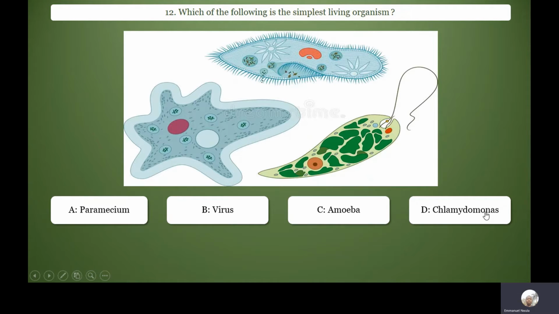But if you look at the other options, they are all unicellular organisms: chlamydomonas, amoeba, paramecium. So virus is quite simpler compared to the rest. So the correct option here is virus.